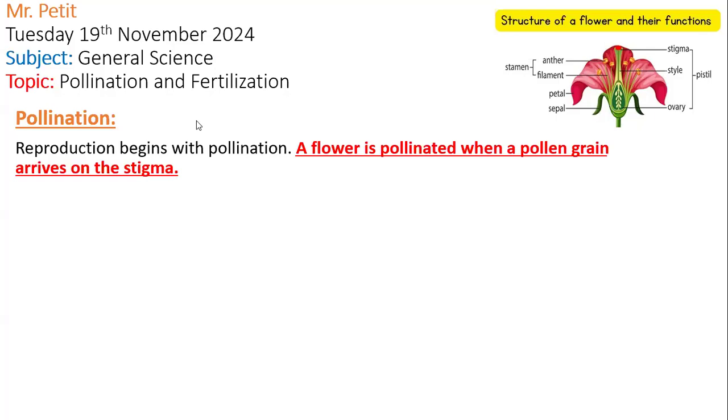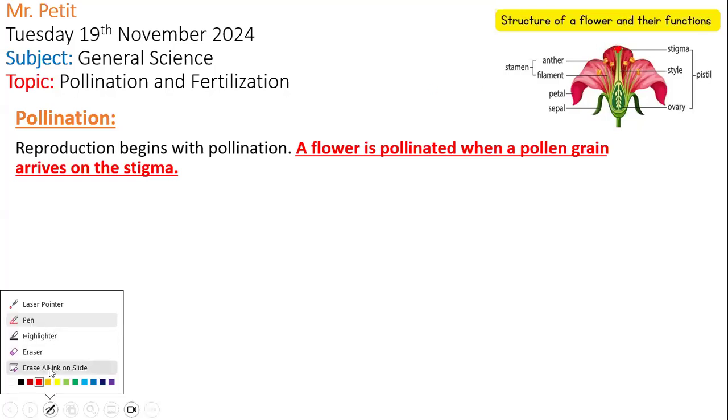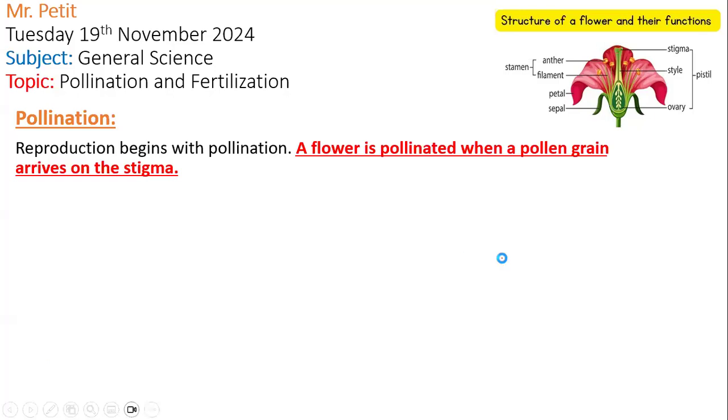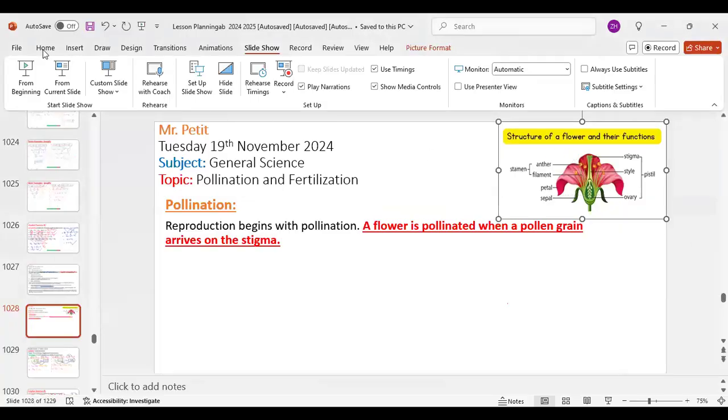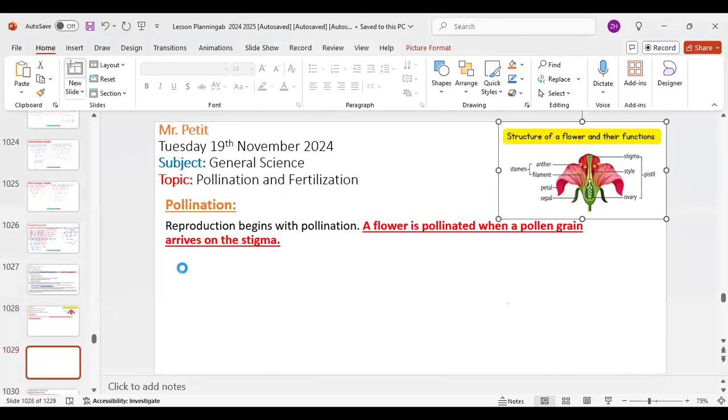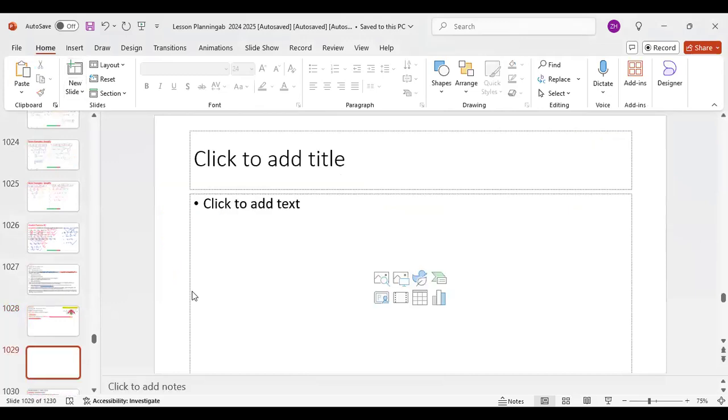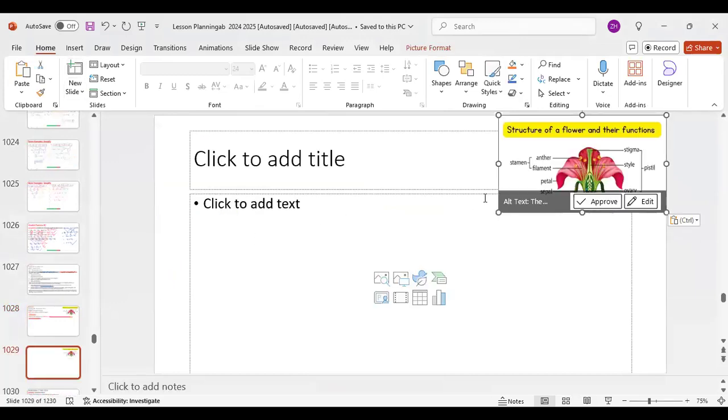On the stigma. So this right here is the stigma, right? When this pollen grain, what I have in red, arrives on the stigma, we call that pollination. Or we say that the plant is pollinated. So let me enlarge this.